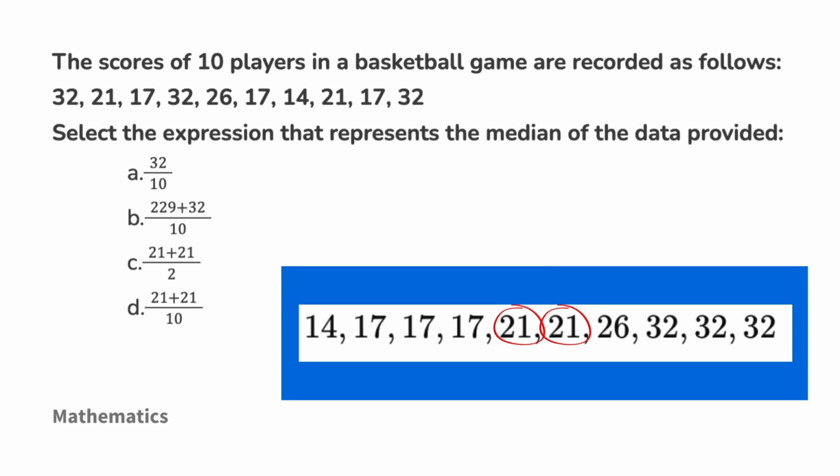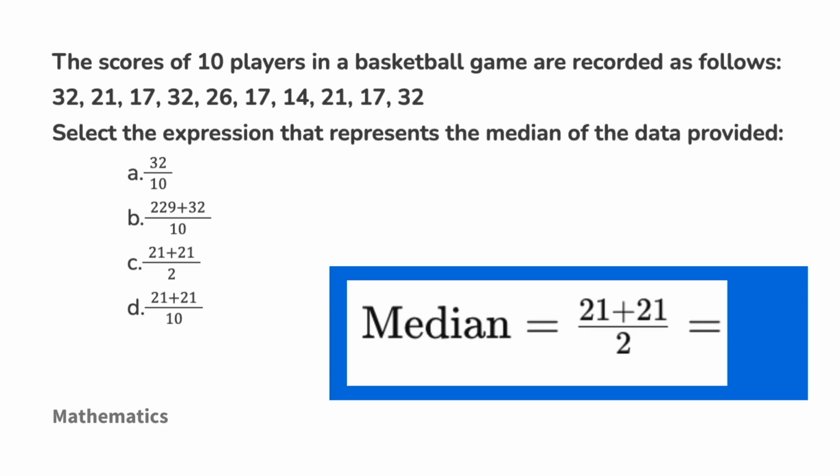So now it's time to identify those middle numbers. In this case, we have 21 and 21. Now, in order to calculate the median, we'll take those 2 numbers, 21 plus 21, divided by 2, which we can see the solution is 21, also written as option C, 21 plus 21, all over 2.